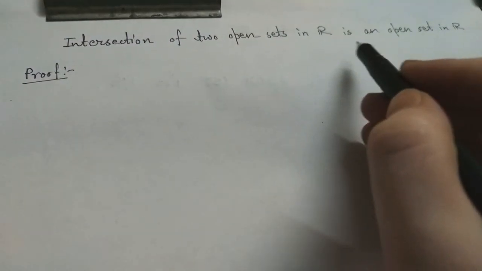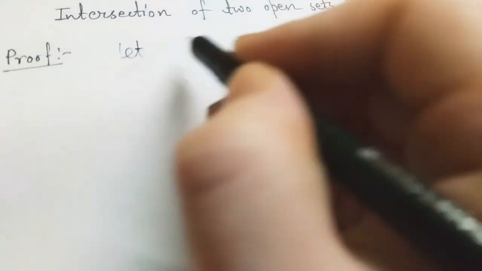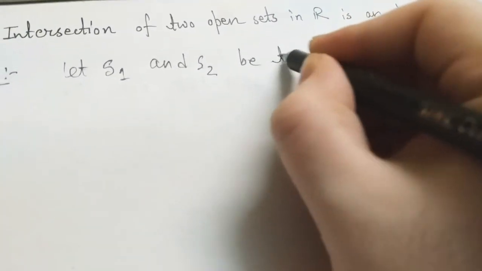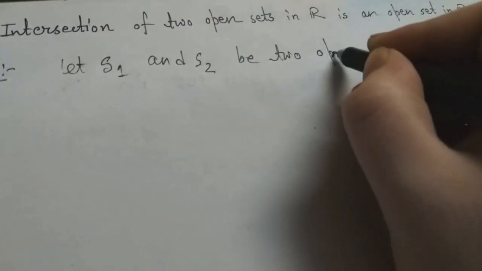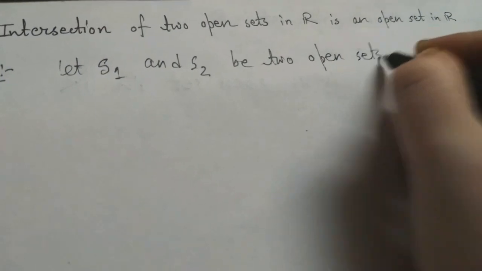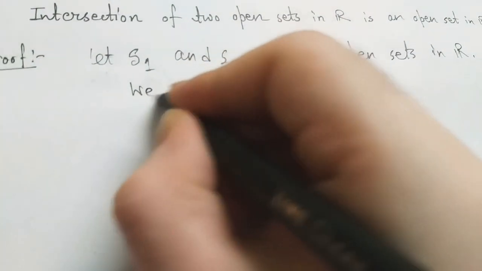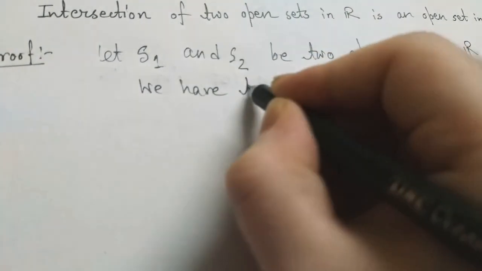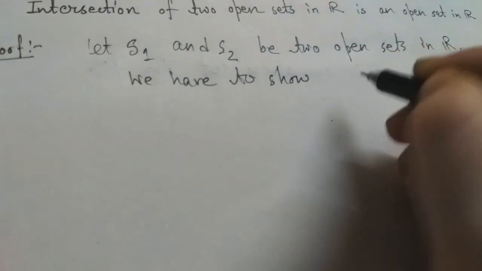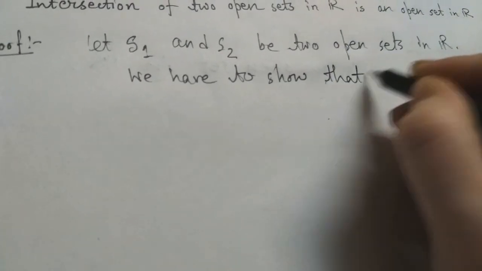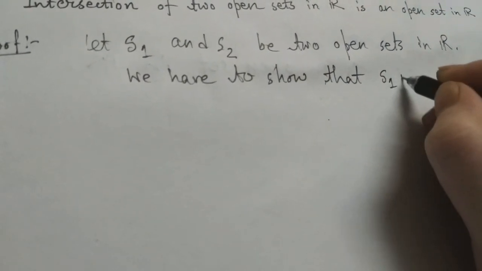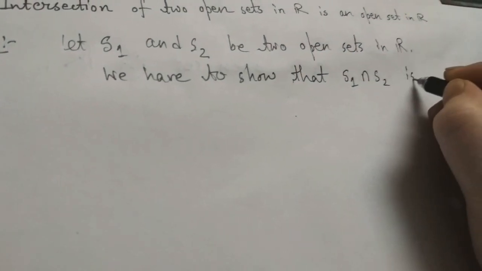Intersection of two open sets in R is an open set in R. Proof. Let S1 and S2 be two open sets in R. We have to show that S1 intersection S2 is an open set in R.